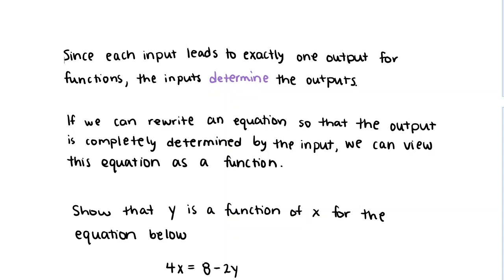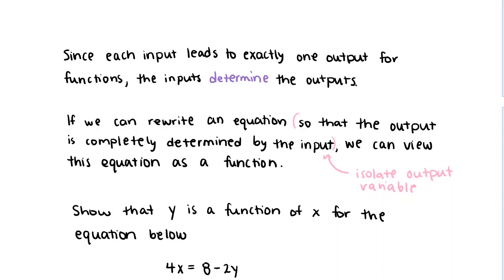So here, let's look at equations now. Since each input for a function leads to exactly one output, we can think of the input as determining the output for a function. If we have an equation and we can rewrite it so that the output is completely determined by the input, in other words, we can isolate that output variable, then there's no opportunity for multiple outputs, and we can view this equation as a function.